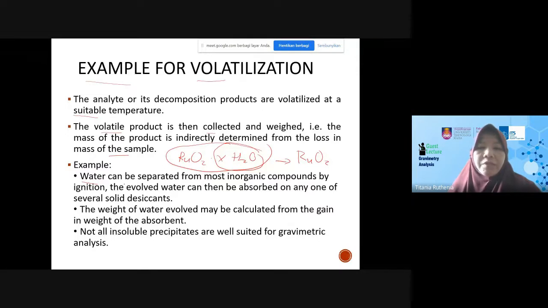So in this case, water can be separated from most inorganic compounds by ignition, so that the evolved water can be absorbed on any of several solid desiccants. And then we can measure the weight loss as the water content in the material. So we can find the value of x here from the weight difference of the sample before and after ignition.